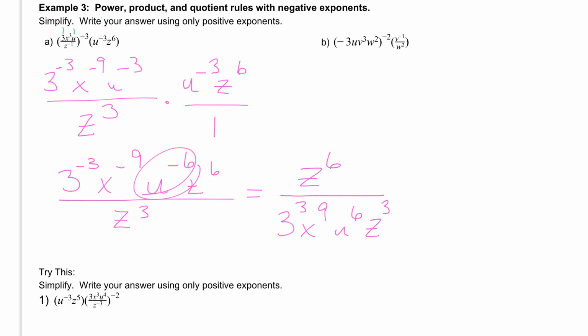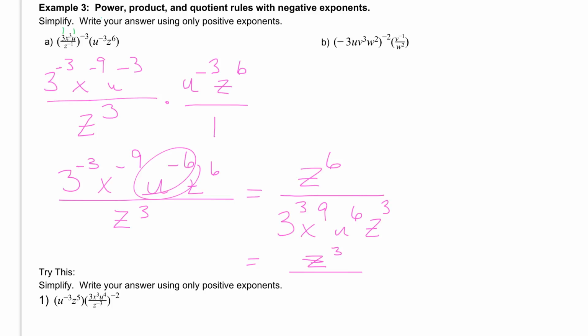Then I need to look if there's anything else that I can simplify. Do I have any other bases that are the same? If I take a look in the numerator, I have a z to the 6th, and I also have a base of z in the denominator. Because I have both of these, I need to combine them into one. They're on different levels, one in the numerator, one in the denominator, which means I'm looking for my bigger exponent, which is the 6, telling me that my z's will stay on the top. And to figure out how many, I subtract 6 minus 3 to give me 3.